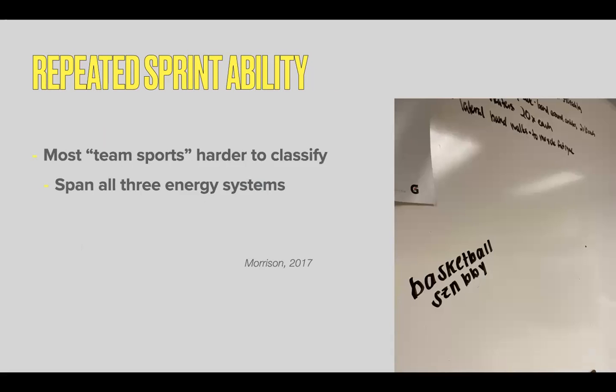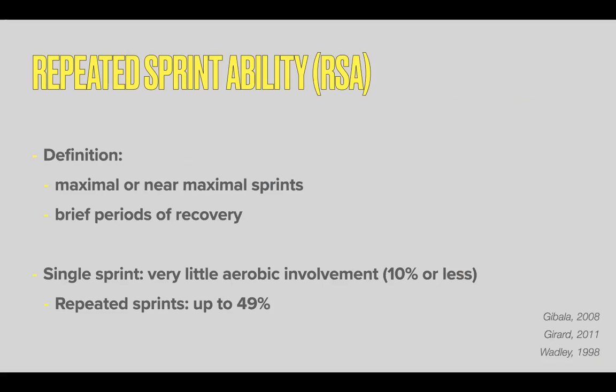If you play a team sport, it's a little bit more tricky, unfortunately. So basketball, lacrosse, soccer, field hockey, these team sports need to do something called repeated sprint ability. This is where you're doing maximal sprints or near max. So maybe you're not going all out, like a 400-meter runner would need to go all out for their one event, because they have the whole rest of the day to recover.